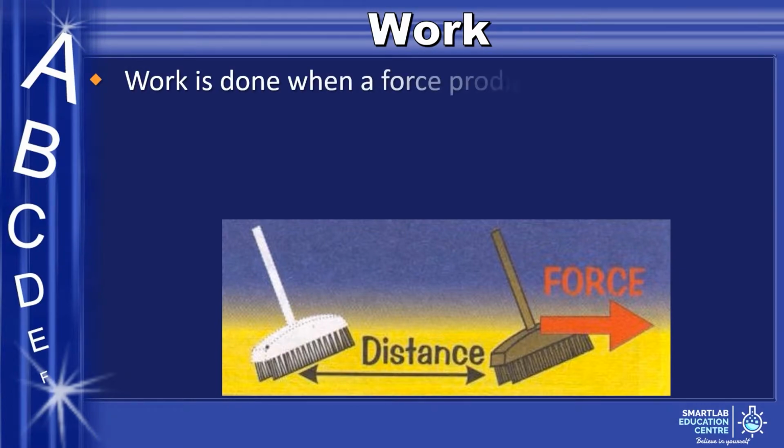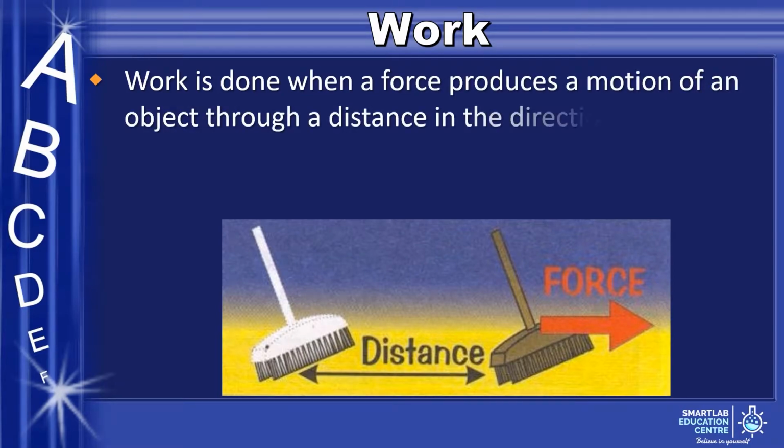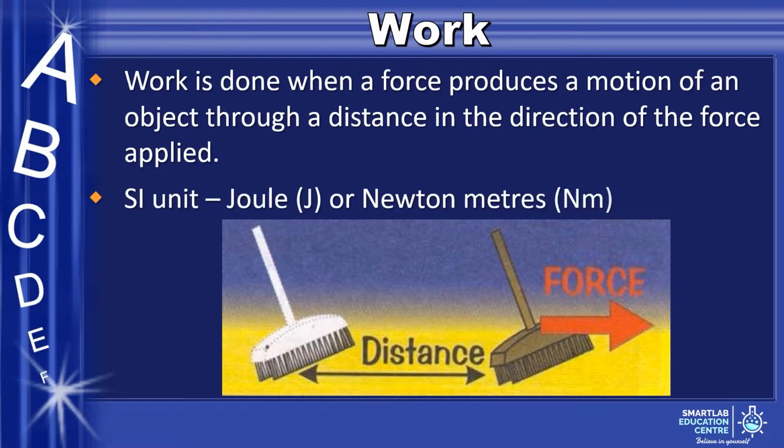Work is done when a force produces a motion of an object through a distance in the direction of the force applied. The SI unit for work is joules or Newton meters.